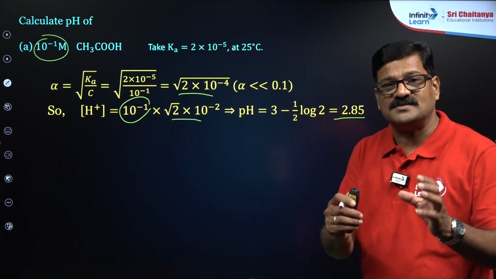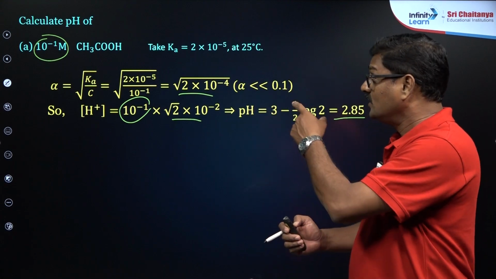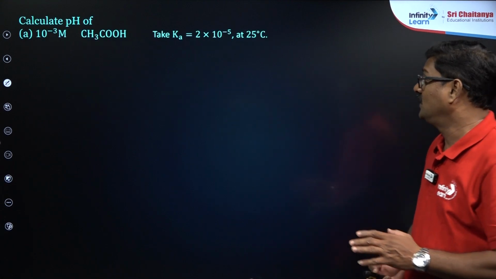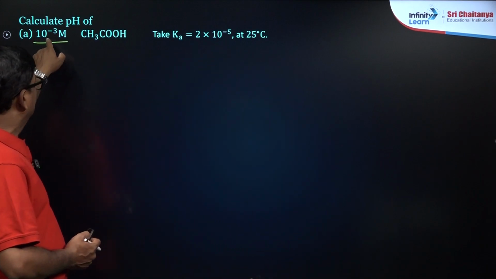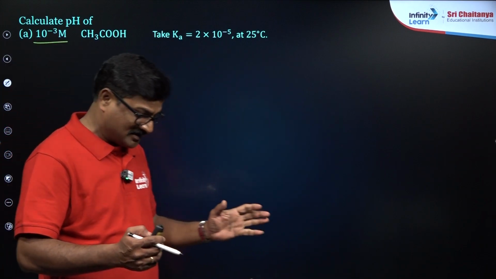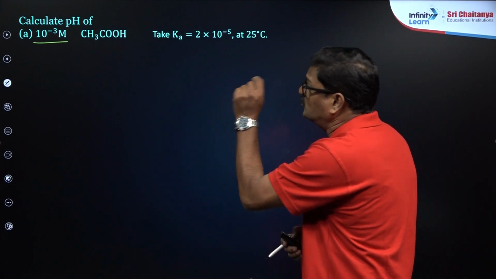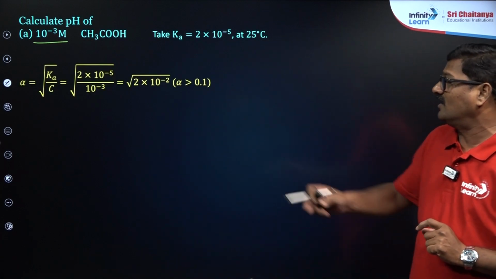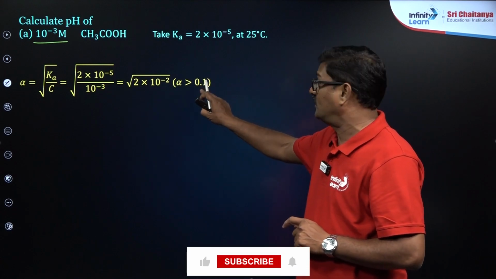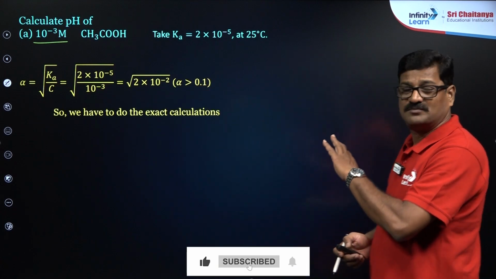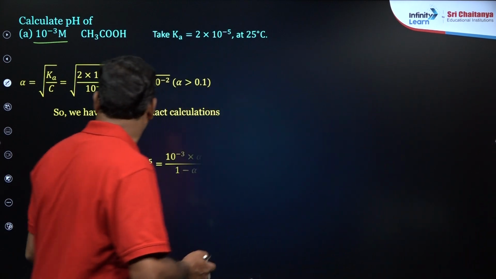And you have to be more precise if the concentration is very low. Take one more example. If the concentration is less, in the same way calculate the pH of 10 power minus 3 molar CH3COOH, where this concentration is very low. You need to be more precise here. Alpha is greater than 0.1, so we need to go for a more granular level of calculation, kind of an exact calculation like that.